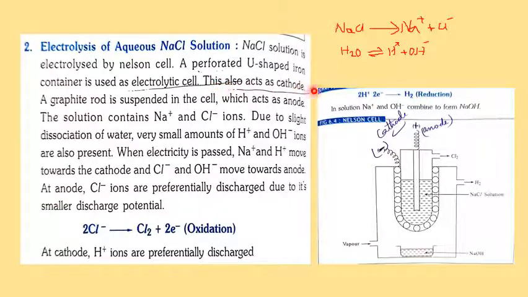Okay, we take anode and cathode. Electrolysis of fused NaCl: at anode, Cl2 is formed. At cathode, Na is formed. Electrolysis of aqueous NaCl solution: at anode, the same Cl2 is formed, but at cathode, H2 is formed. Okay, this is the video lesson.